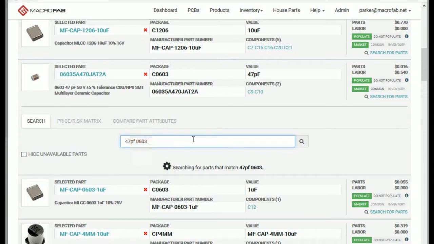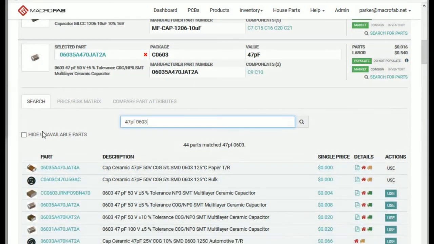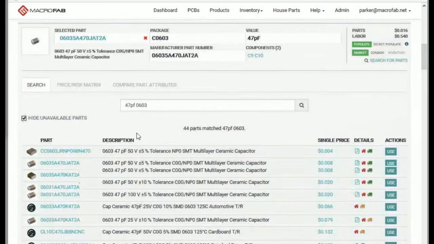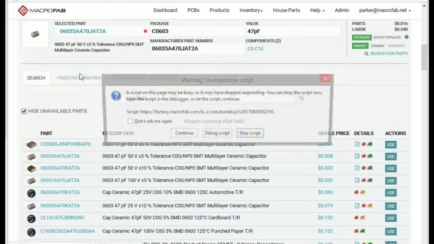Okay, so this is kind of taking it to a parametric level search and just looking for what's out there, and like you said, it also might look for house parts as well. Yeah, if it could find a 47 picofarad 0603, we don't have one as a house part, but it would actually suggest house parts first, because they're generally the best deal out there. Yeah, I assume. Okay, so it's just cost optimizing based on all the API stuff that you're searching through, right? And then once you have that, you can say, here's the best price.